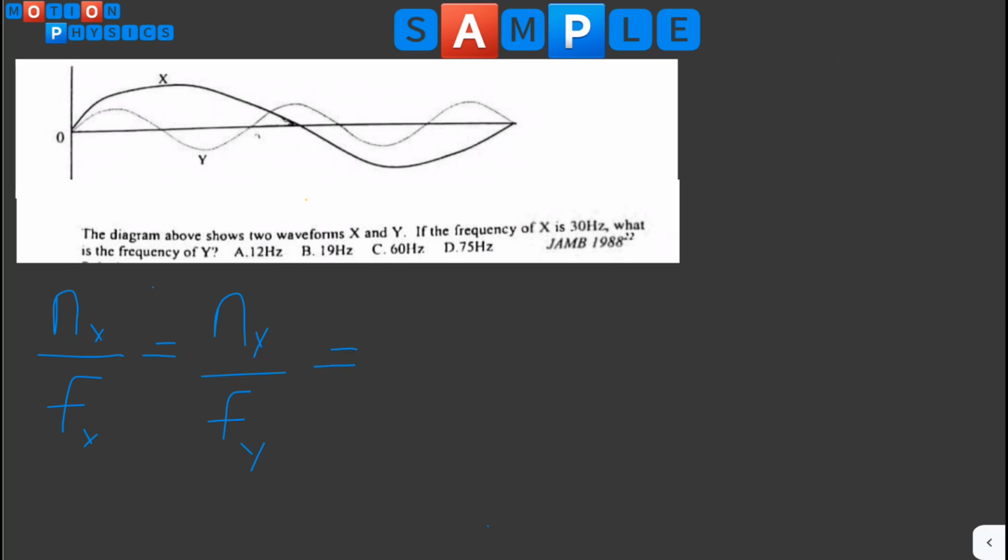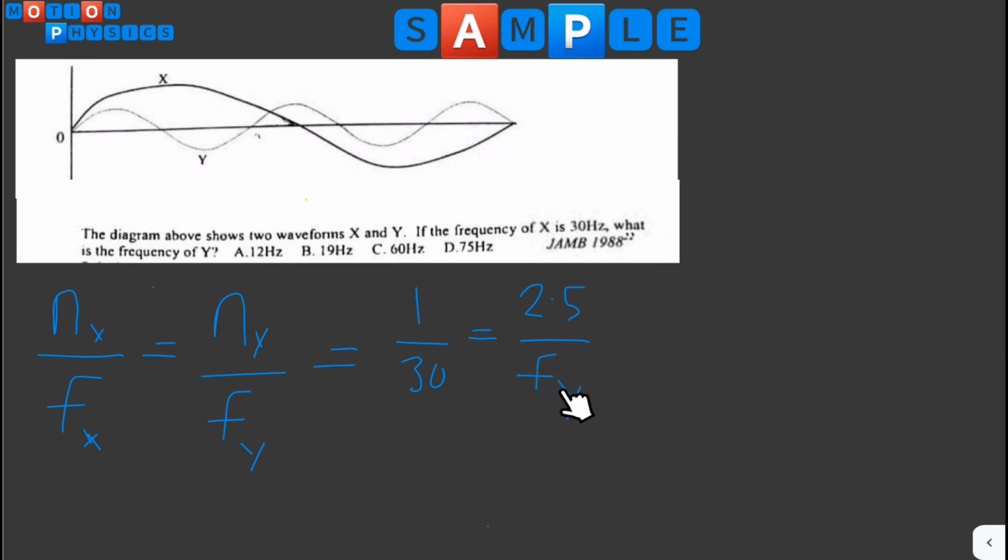So it becomes 1 over the frequency of x. Did they give us the frequency of x? They give the frequency of x to be 30 hertz. So you say 1 over 30 equals the number of wavelengths of y. Recall we counted it to be 2.5, so we say 2.5 over the frequency of y. That's what we are asked to solve for.